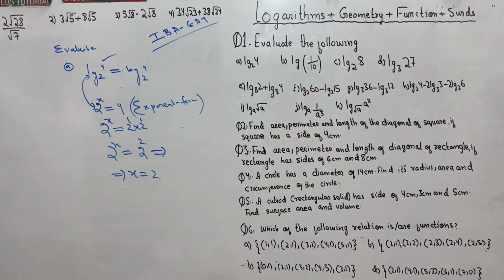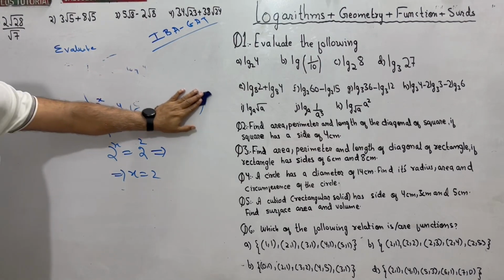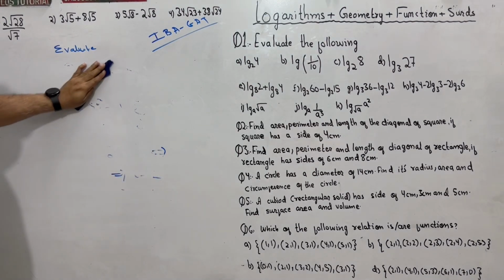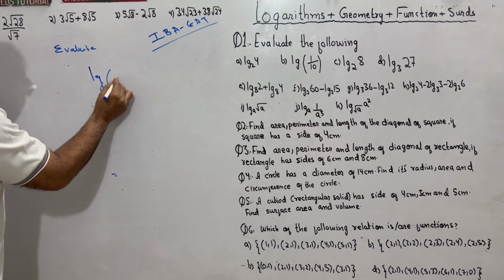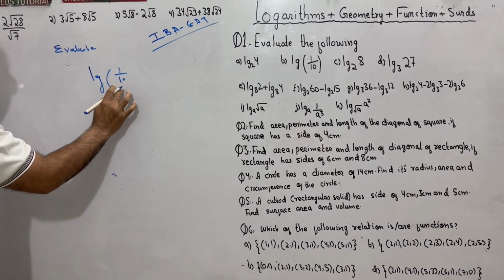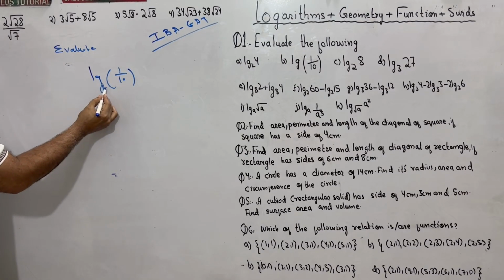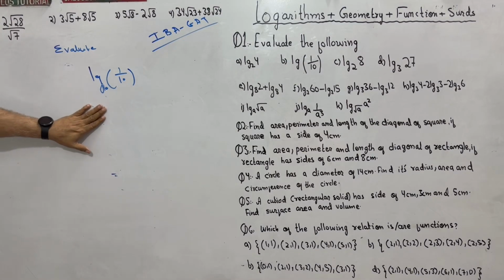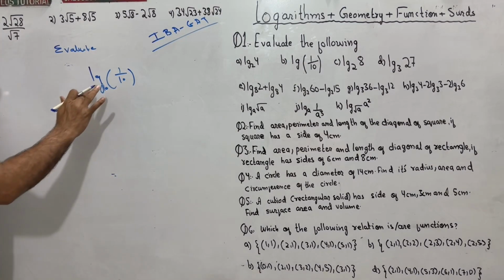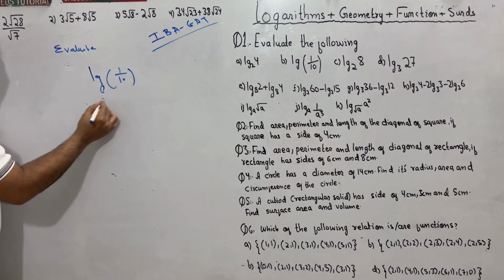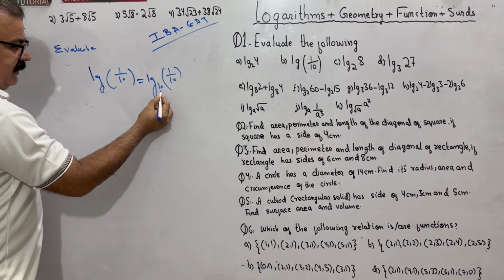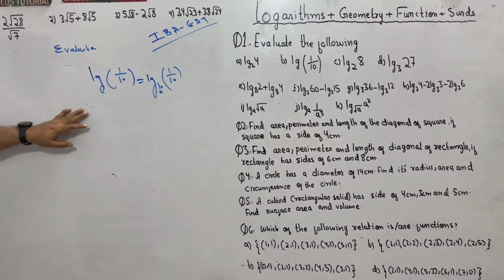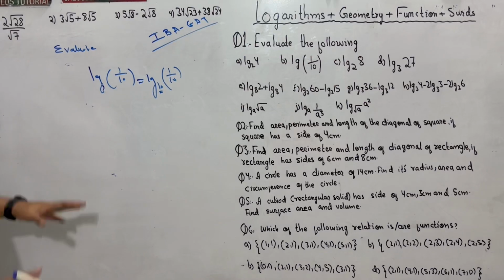Here it is log of 1 over 10. Our second question is log of 1 over 10. Nothing has been mentioned in the base. Nothing mentioned means base is 10. It is tantamount to log of 1 over 10 to the base 10. If no base is mentioned in log, it is base 10. Understood.